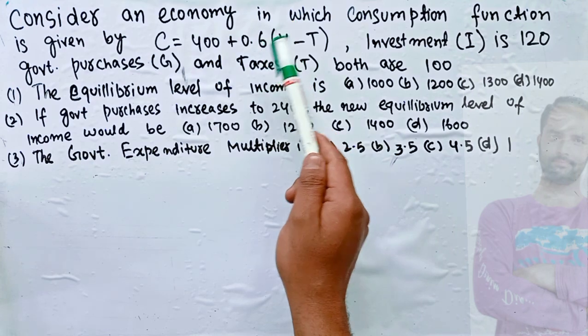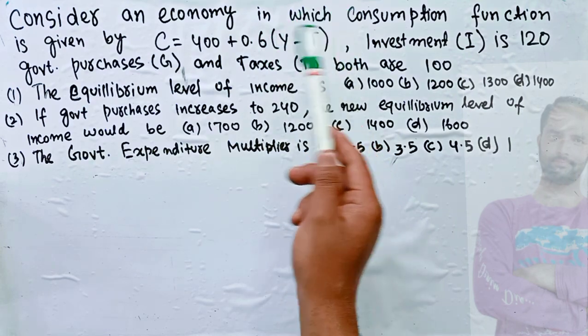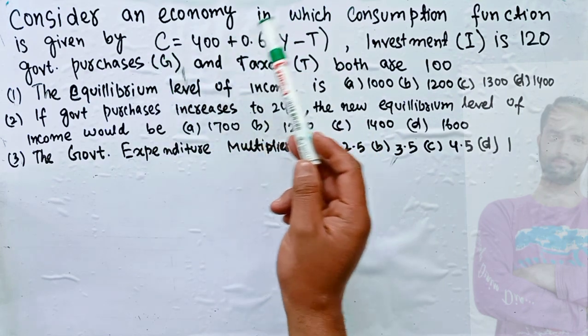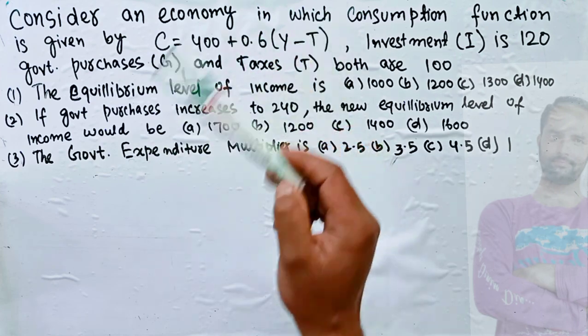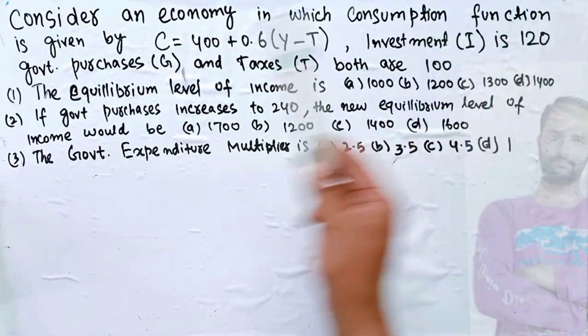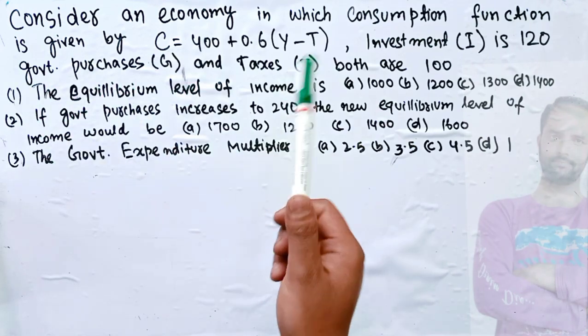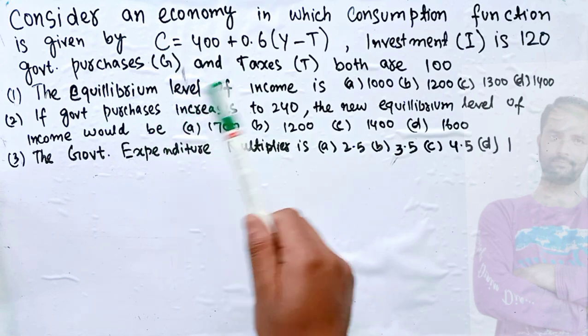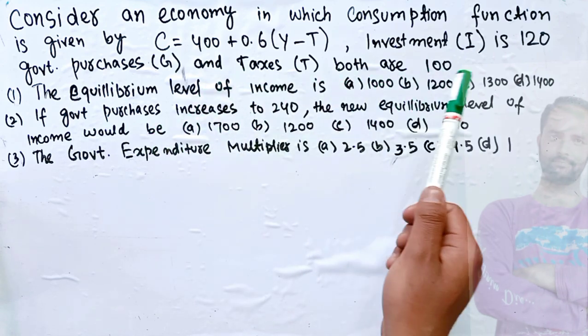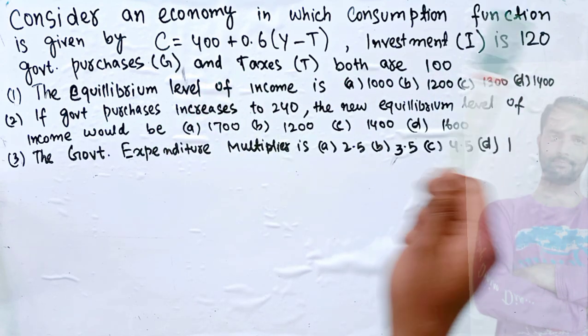plus 0.6 y minus t. C is the consumption function, 0.6 is our marginal propensity to consume, and t is the tax. Investment is 120, government expenditure and taxes both are 100. First we need to find out equilibrium level of income. The options are 1000, 1200, 1300 or 1400.